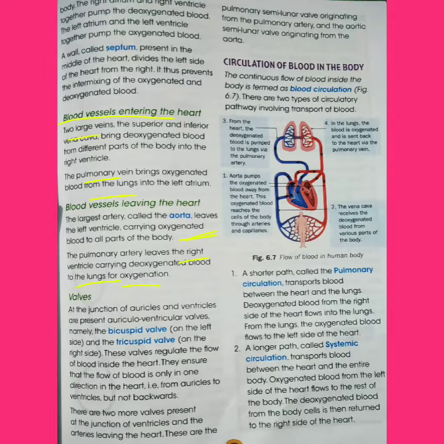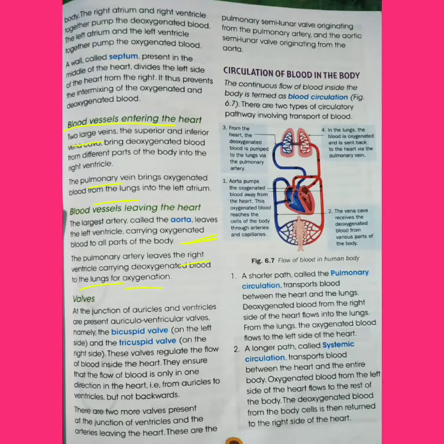So we have also discussed about the valves, that is bicuspid and tricuspid. They are also called auriculoventricular valves, and these valves regulate the flow of blood inside the heart. But there are two more valves present at the junction of the ventricle and the arteries leaving the heart. These are pulmonary semilunar valve and aortic semilunar valve.